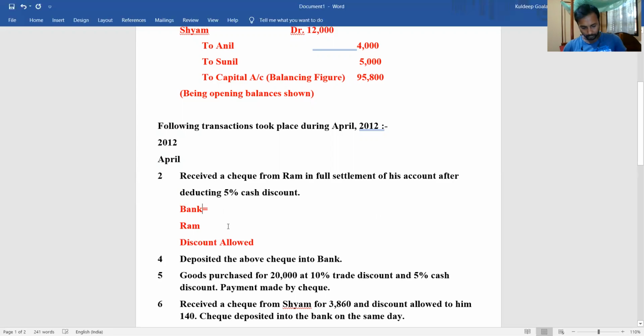Now we know bank, if we take the bank name, it is a personal account, but if we refer to check, it is a real account. Okay, check is a real account because it is referring to the money in our account.